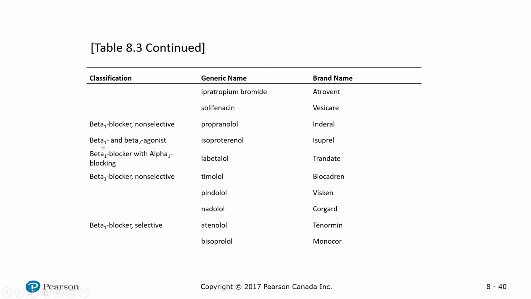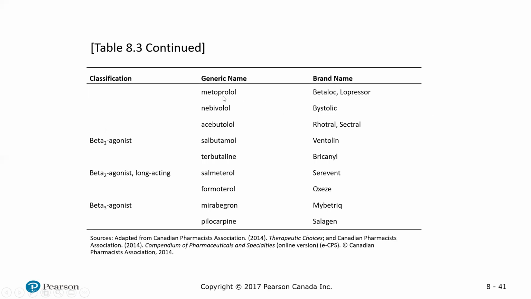Then we have beta-1, beta-2 agonist, isoproterenol. Beta blockers with alpha-1 blocking action: labetalol, a very important drug. Beta blocker, non-selective again: timolol, pindolol, nadolol. Beta-1 blockers, selective: atenolol and bisoprolol, metoprolol, nebivolol, acebutolol. Beta-2 agonists are salbutamol, which is Ventolin, and terbutaline, which is Bricanyl. Long-acting beta-2 agonists are salmeterol and formoterol. Beta-3 agonist is mirabegron, and pilocarpine.